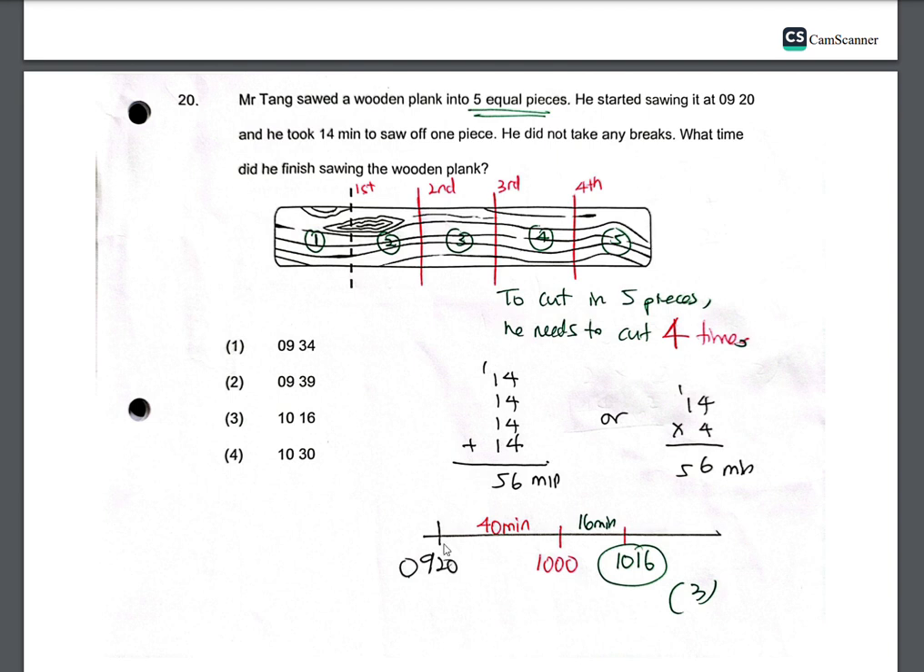What time is it? I added 40 minutes first to get my 1000 hours, which is 10 o'clock in the morning. Add another 16 minutes. Why? Because 16 plus 40 give me 56. So at 10:16, or 10:16 in the morning, he would have finished sawing this wooden plank 4 times to get 5 pieces of wood. And the answer is number 3.